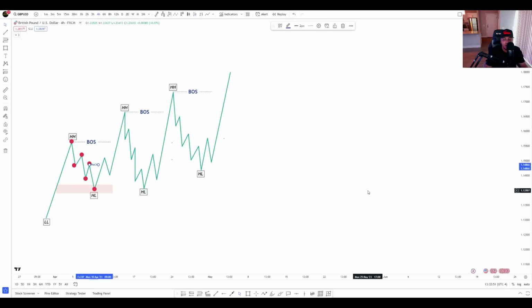You can call this a market shift. You can call it any other name that you desire. So don't get confused by the names. It is very, very simple.